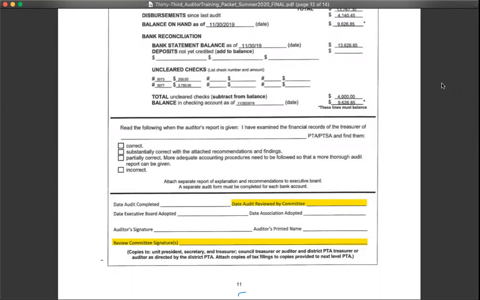Partially correct is when a lot of things are missing and you're not really able to get back to the numbers that you're supposed to. And this would be partially correct. This is a little bit generous. I would say at this point it would be incorrect because you're not able to give a good assessment of their compliance with the policies and procedures of PTA. You're not given enough information to make that assessment. And so that's very important.